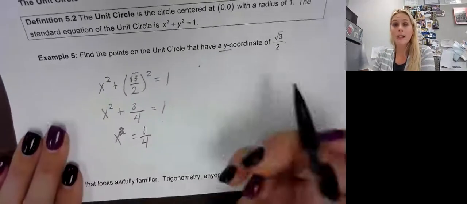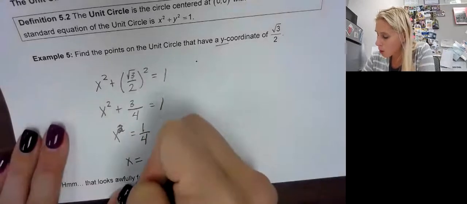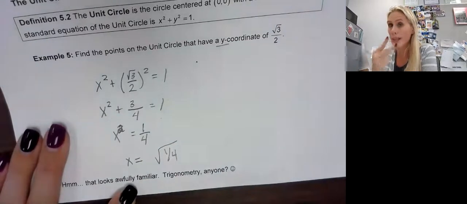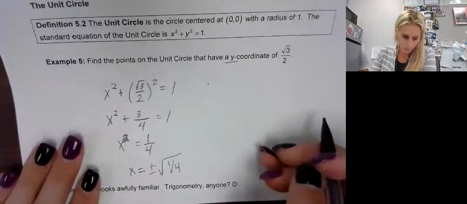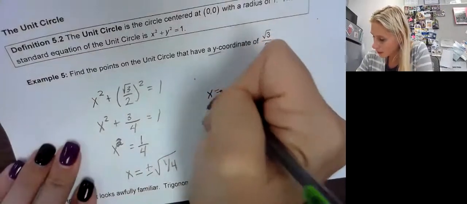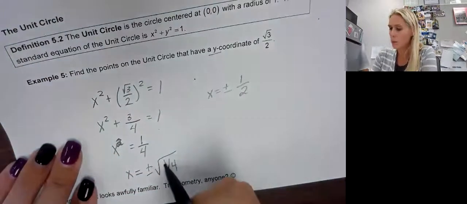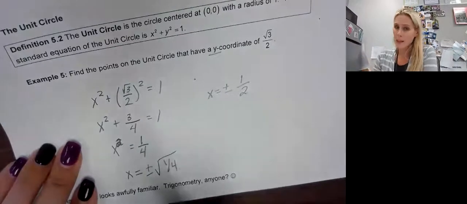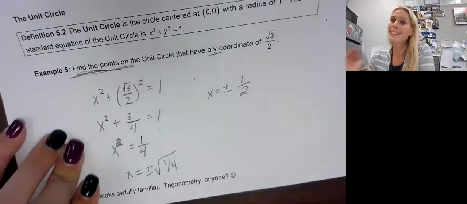How do you get rid of a square? Well, we take the square root. Now here's the tricky part. Just remember this. When you take the square root, how many answers do we actually get? We get 2. We get plus or minus. Okay. So when we do the square root of this, we get x equals plus or minus 1/2, right? Because square root of 1 is 1. Square root of 4 is 2. Now be careful. We are not done because the question asks, find the points. This is not a point. This is the x value.